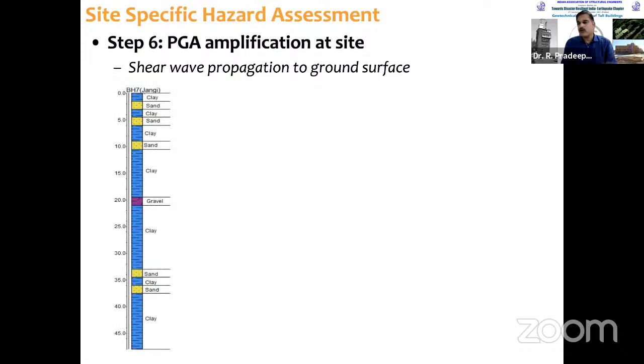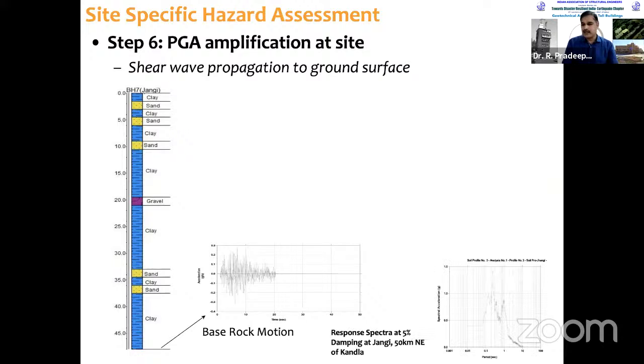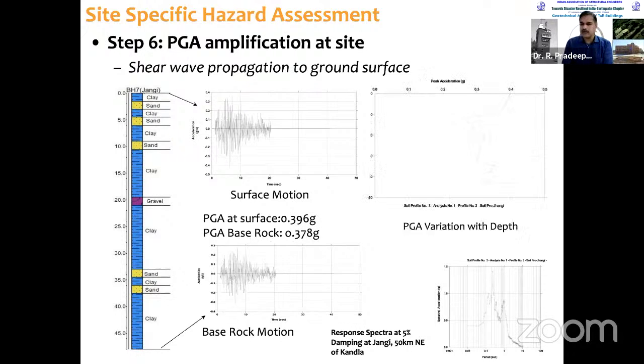So this is one borehole data, BH7 at Jangi. You can see that the borehole data is from ground to 45 meters, and whatever the soil condition is, it is given there. Now this is the ground motion which is developed at the base rock, and the spectrum which is generated at that base rock level. If we are bringing that ground motion onto the surface, depending on the soil condition, amplification is decided. Here it is very light amplification, not very much. You can see the PGA variation across depth.